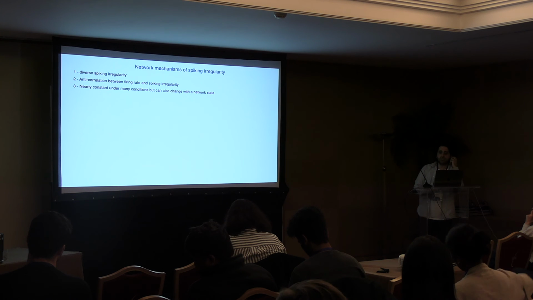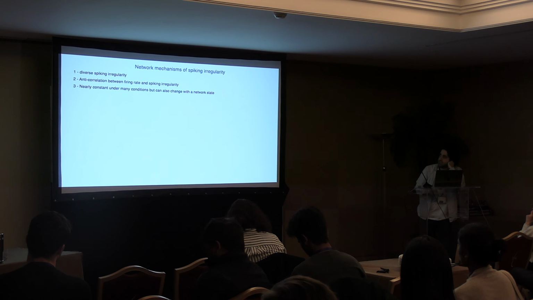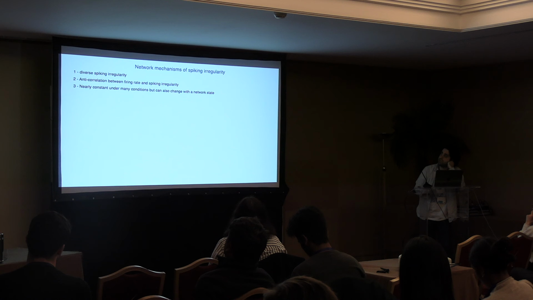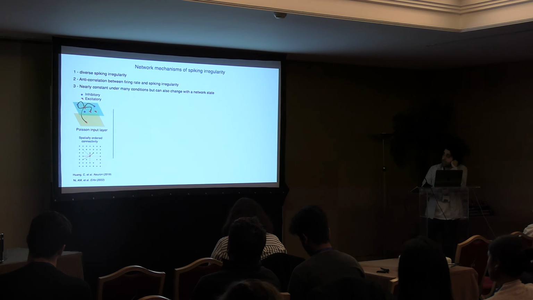I observed three properties of spiking irregularity. One is diverse spiking irregularity. The other one is anti-correlation between firing rate and spiking irregularity. And the third one is that it is nearly constant under many conditions, but can also change with the network state. Can I come up with a network mechanism that actually explains this?